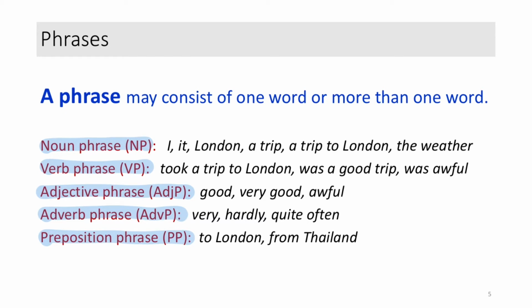For example, I, it, London, a trip to London, and the weather are noun phrases. Took a trip to London and was a very good trip are verb phrases. Good and very good are adjective phrases. Very and hardly are adverb phrases. To London and from Thailand are preposition phrases.